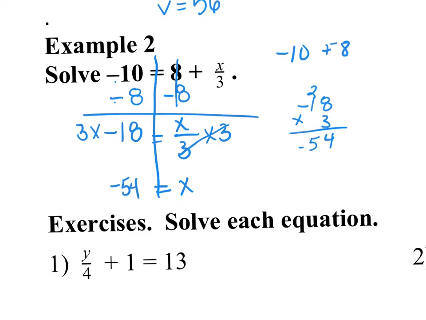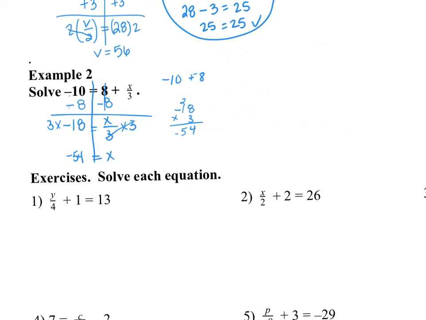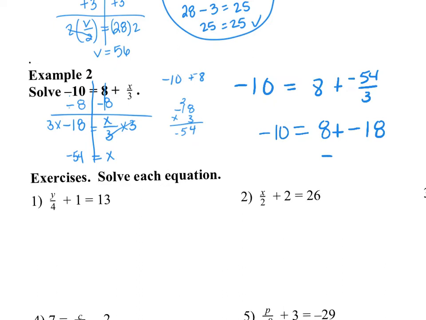And I can go ahead and check that. I could say negative 10 equals 8 plus negative 54 divided by 3. Negative 54 divided by 3 is negative 18. Negative 18 plus 8 is negative 10. So it does check out.